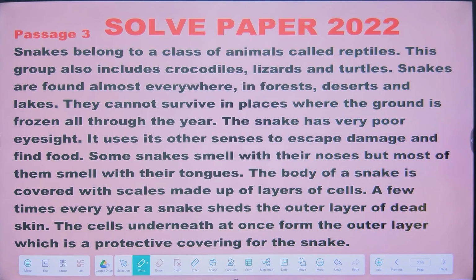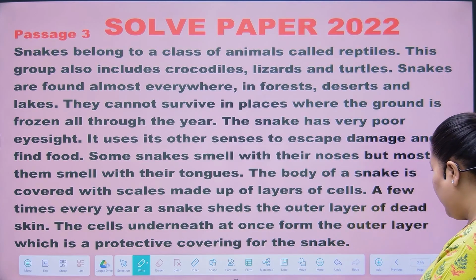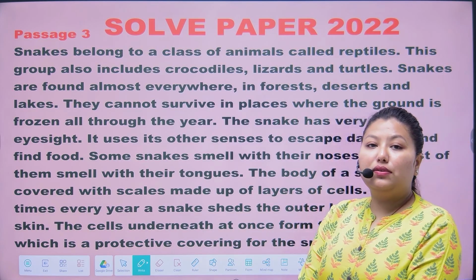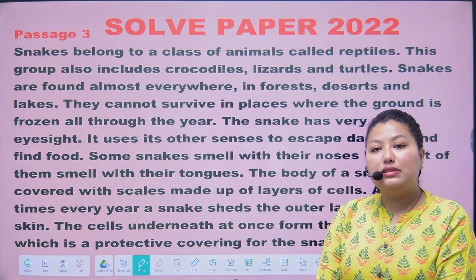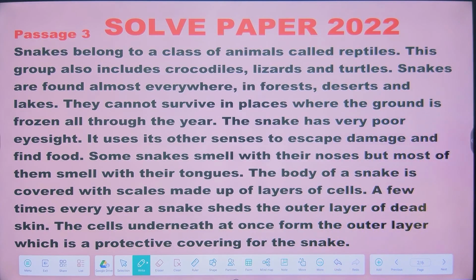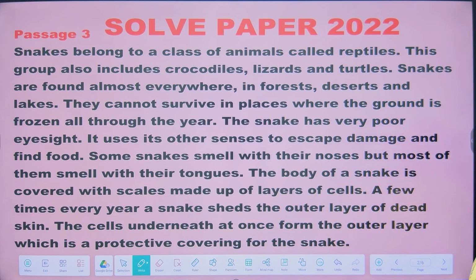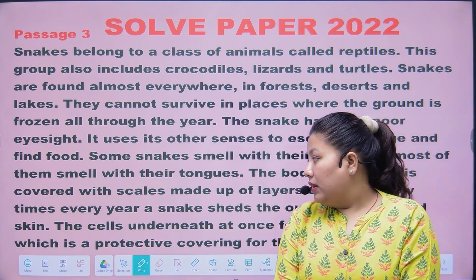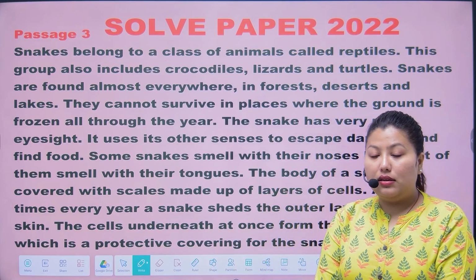The body of a snake is covered with scales made of layers of cells. A few times every year, a snake sheds the outer layer of dead skin.